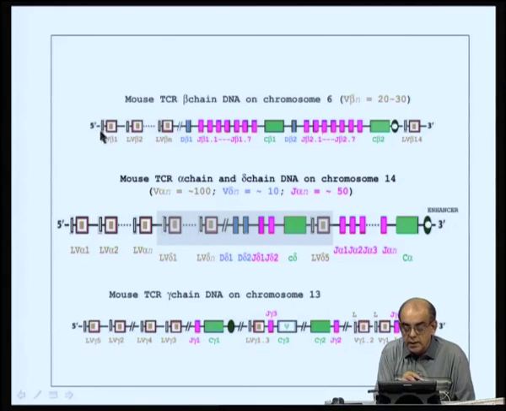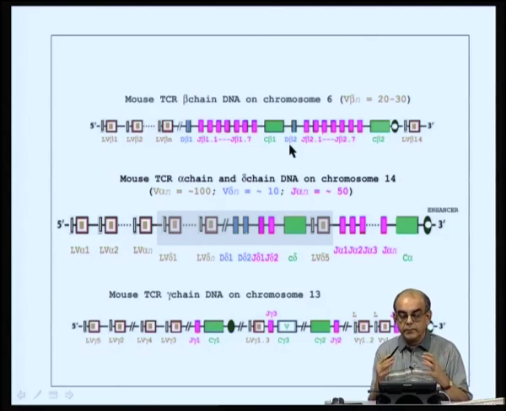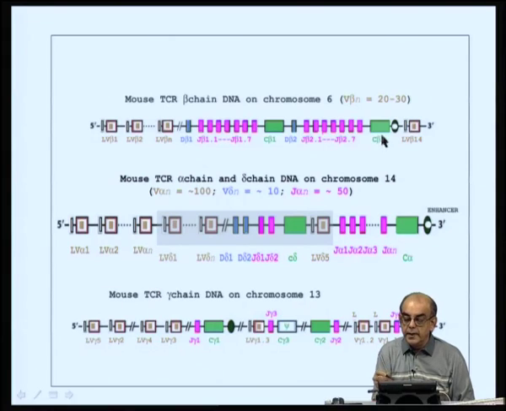So, you see the organization, you have the variable region genes, you have the joining segments in one lot, and then you have the diversity and joining segments in another bunch, followed by a constant region, which this is the enhancer.